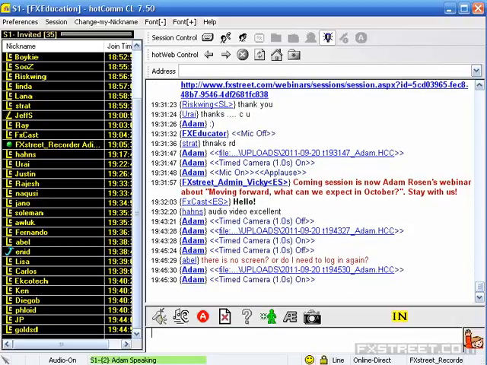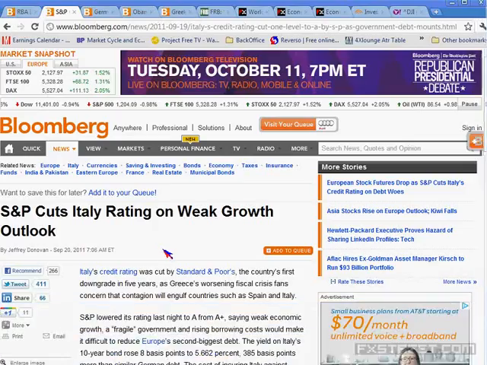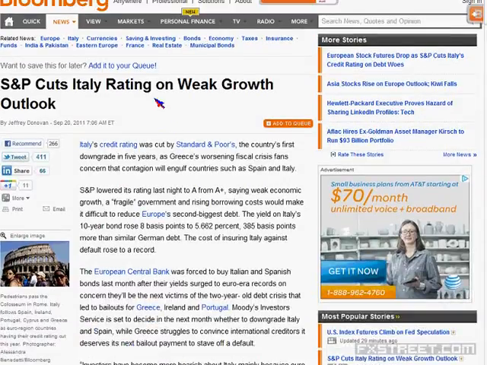Now, next on the list of news earlier today, Italy's credit rating, and this goes right into the story with Greece. Earlier today, Italy's credit rating was cut by Standard & Poor's, the country's first downgrade in 5 years, as Greece's worsening fiscal crisis fans concerns of contagion will engulf countries such as Spain and Italy. S&P lowered its rating last night from A+ to A, saying weak economic growth, a fragile government, and rising borrowing costs will make it difficult to reduce Europe's second biggest debt.